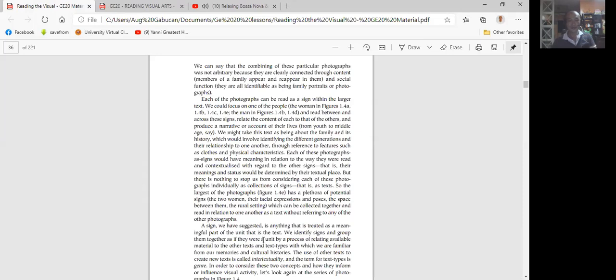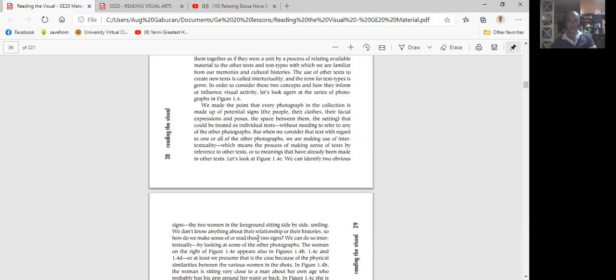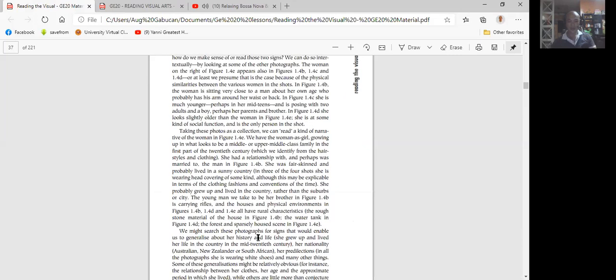So what else? A sign, we have suggested, is anything that is treated as a meaningful part of the unit in the text. We identify signs and group them together as if they were a unit by the process of relating available material to other texts and text types with which we are familiar from our memories and our cultural histories. So the use of other text to create new text is called intertextuality. That's where the term came from. Okay, I hope that's clear.